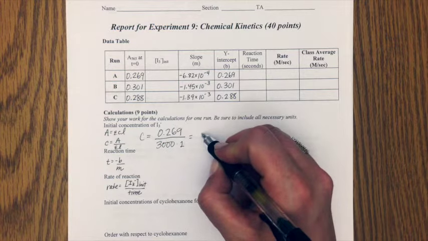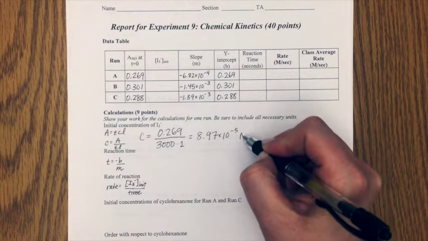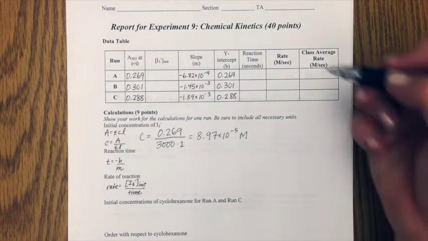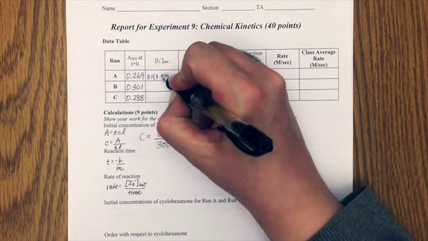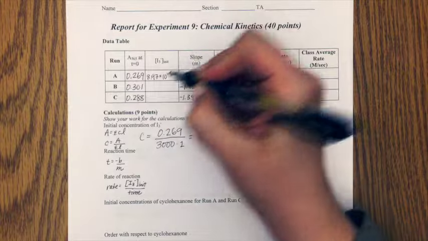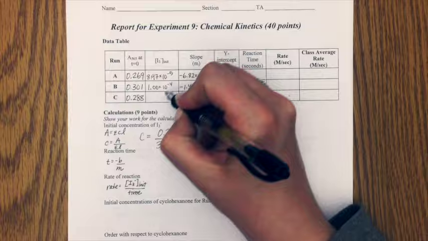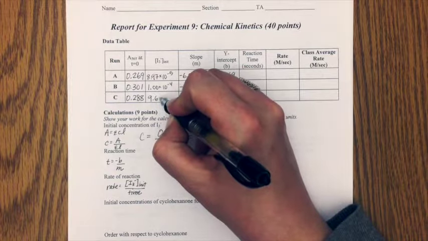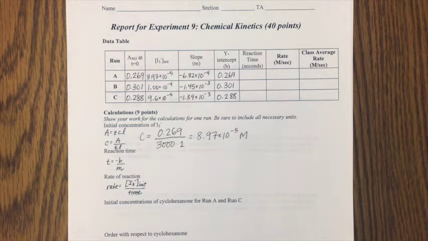So my initial concentration here is 8.97 times 10 to the minus 5 molar. I'm going to fill that in my data table, 8.97 times 10 to the minus 5. And these others are 1.00 times 10 to the minus 4 and 9.6 times 10 to the minus 5, if I were to fill those out.